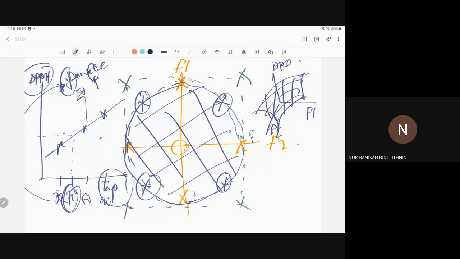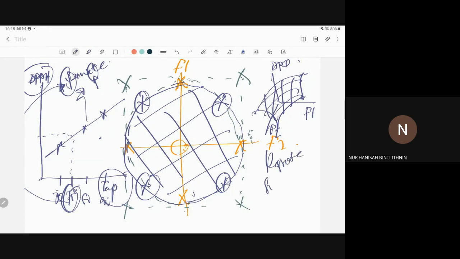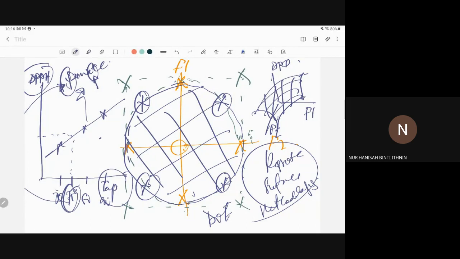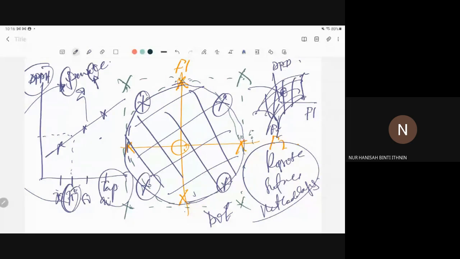So that is what we call response surface methodology. It is not a DOE, but rather a method of experiment. That is why a lot of people do optimization. Based on this, you can determine the maximum point, the optimum point.